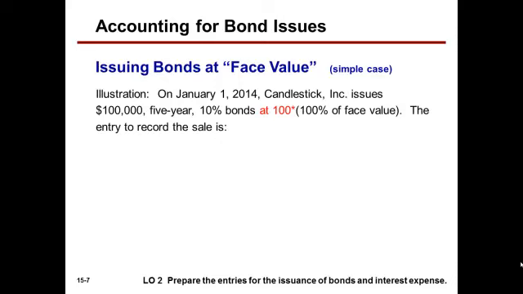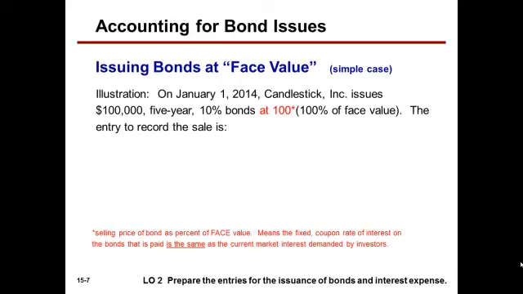Let's start with a simple case, issuing bonds at face value. On January 1st, Candlestick Inc. issues $100,000 5-year 10% bonds at 100. That is, 100% of face value is the selling price. Let's record the entry for this sale or issuance of bonds. Debit cash, $100,000 for an asset received. Credit bonds payable, $100,000. Assets increase with a debit, bonds payable increase with a credit.